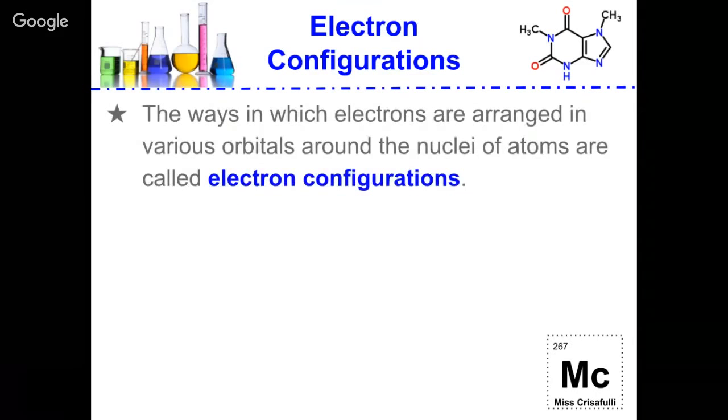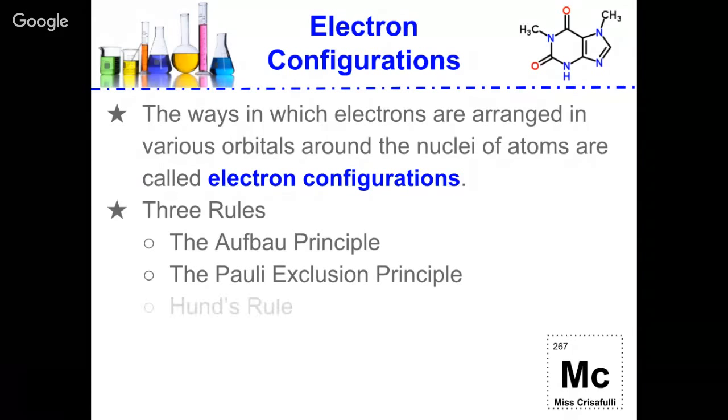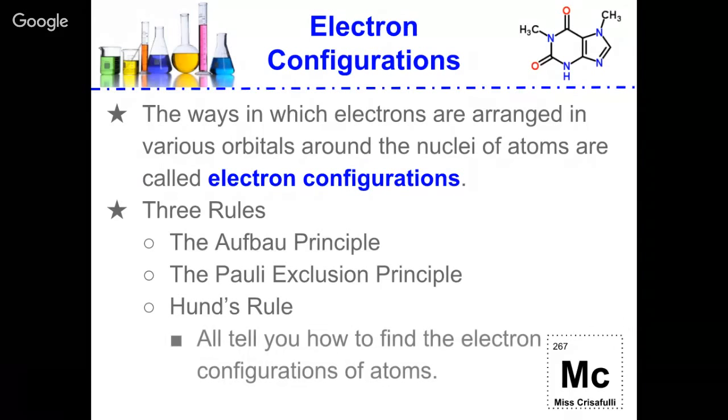So the ways in which electrons are arranged in various orbitals around the nucleus of atoms are called electron configurations. And there are 3 rules that we need to follow in order to do this correctly: the Aufbau principle, the Pauli exclusion principle, and Hund's rule. And these will all tell you how to find an electron configuration of an atom.